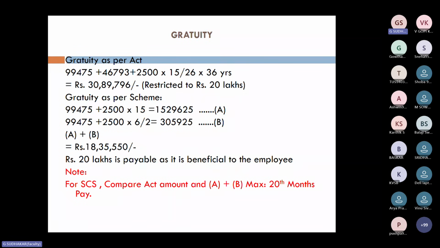So here it is 18,35,000. 20 lakhs is payable to the employee. So this 20 lakhs is payable as it is beneficial to the employee. As per scheme, it is coming as 18, but as per Act, it is coming as 30. So beneficial is 20 lakhs, restricted to 20 lakhs. So he will get 20 lakhs.